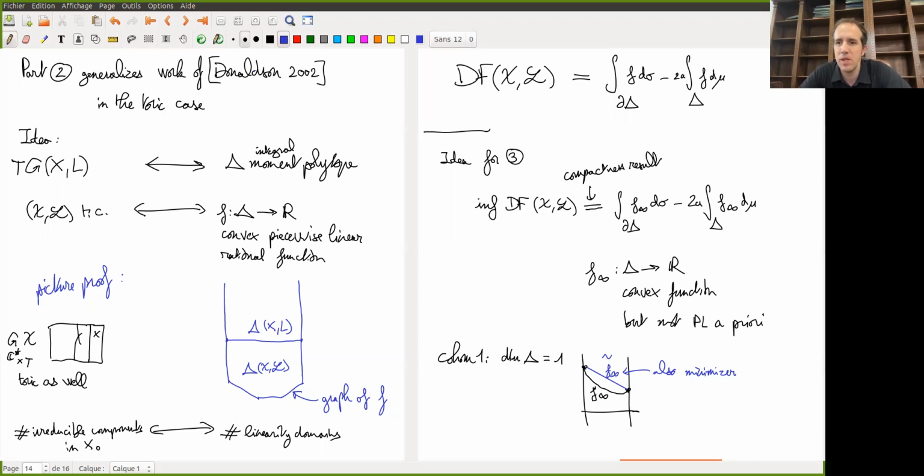I do have one quick question. Do you expect this to be possible to generalize to the spherical case, or would that be out of reach still?